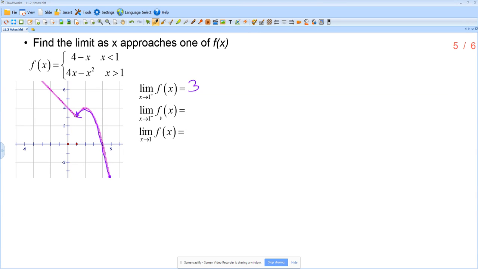The limit as x approaches 1 from the left, so I'm starting on the left of this function. I'm going towards the x value of 1, and that goes towards the y value of 3. Because these two limits are equal, my overall limit is equal, which is 3.